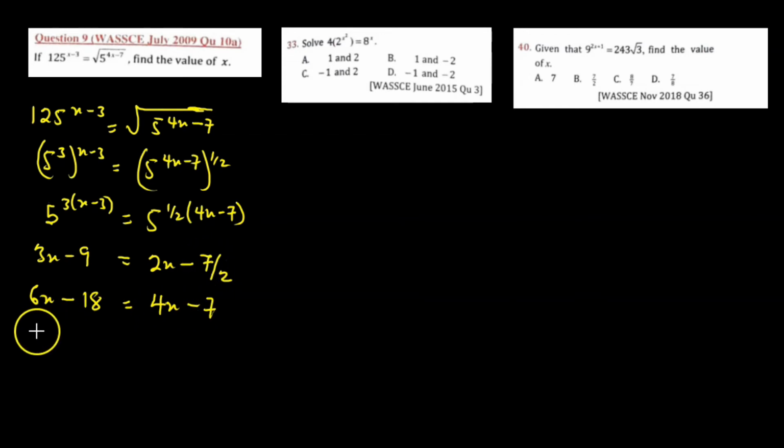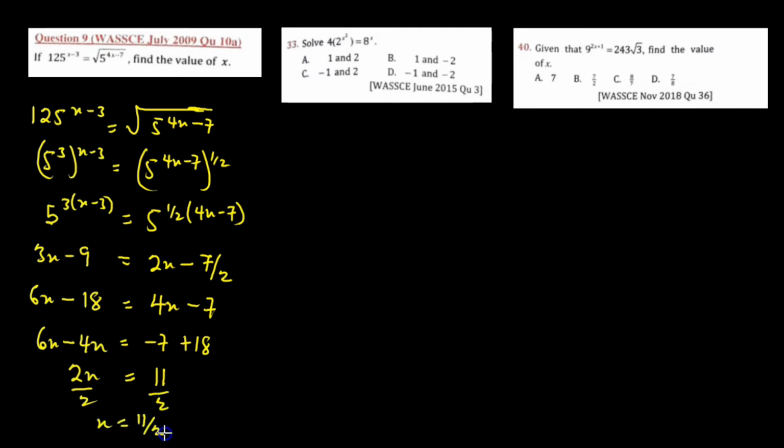So grouping terms this time around, we have 6x minus 4x equal to negative 7 plus 18. And then 6x minus 4x will give us 2x equal to negative 7 plus 18, which will give us positive 11. So finding the value of x, divide through by 2, and therefore x is going to be 11 on 2.